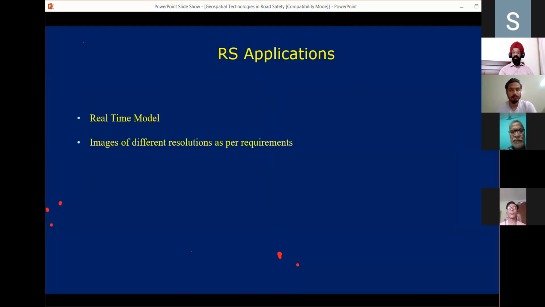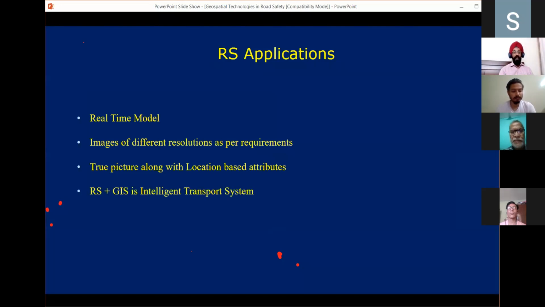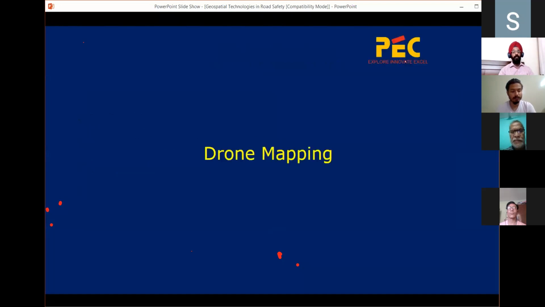Remote sensing application is a real-time model. If I want images of different resolution as per requirement, a true picture along with location-based attributes. When in Google Earth I am seeing an image, that means I am watching a remote sensing image. GIS is a set and remote sensing is a subset, so I am giving input to the GIS only. True picture along with location-based services, remote sensing plus GIS, is known as intelligent transport system. And of course, we have to use a number of sensors also.